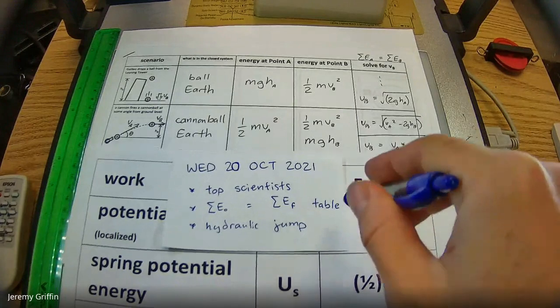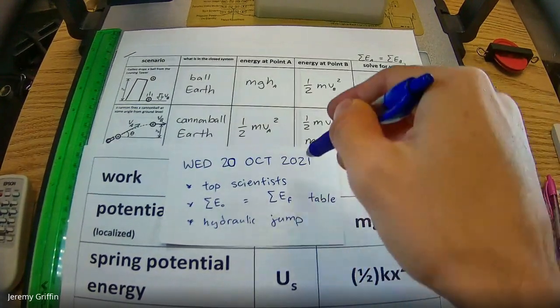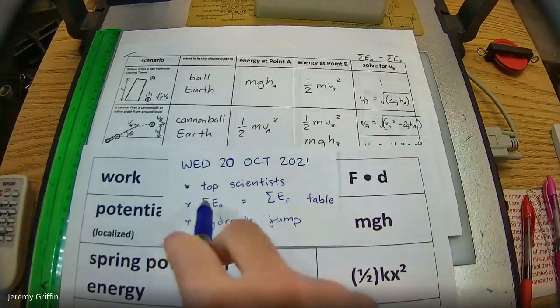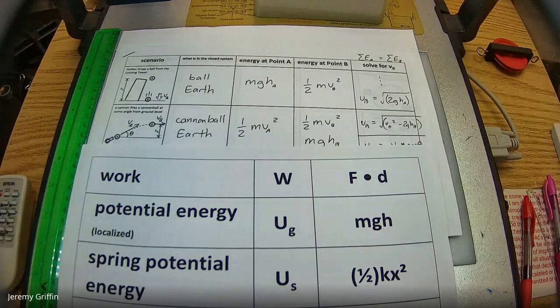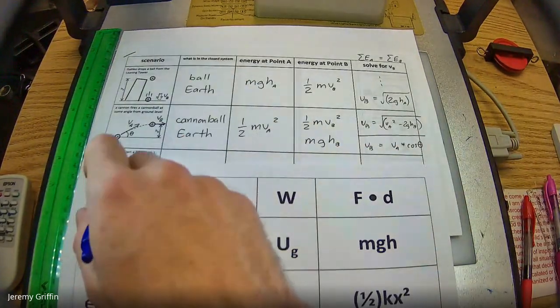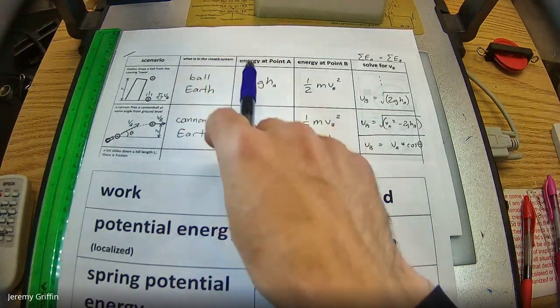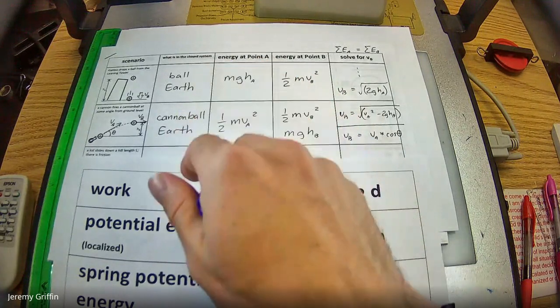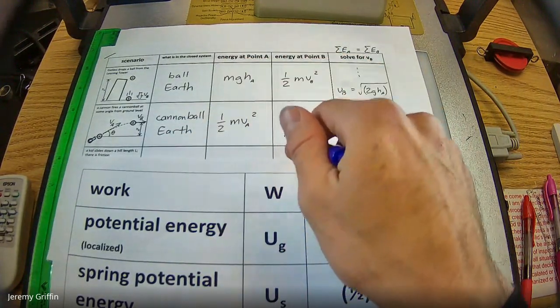Well, I did the hydraulic jump already in a separate video. The top scientists. So we're going to take the rest of class to do this conservation of energy table. We did the first two rows yesterday, so you guys get the gist of what we're doing. There's some scenario. We have to identify the objects in the system. I said closed system, but we'll talk about that. What's the energy at point A, the energy at point B, and if energy is conserved, those must equate. And then you can solve for stuff.